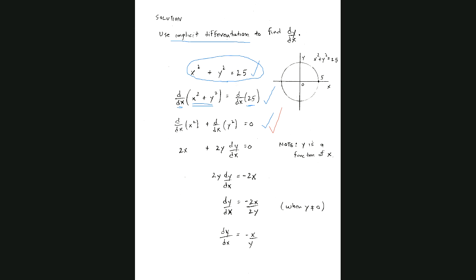All right, well, we know the derivative of x squared equals 2x. But the derivative of y squared with respect to x is going to be 2y times dy/dx. We're noting that y is a function of x. It's implicitly a function of x. So the derivative of y squared with respect to x is 2y dy/dx.